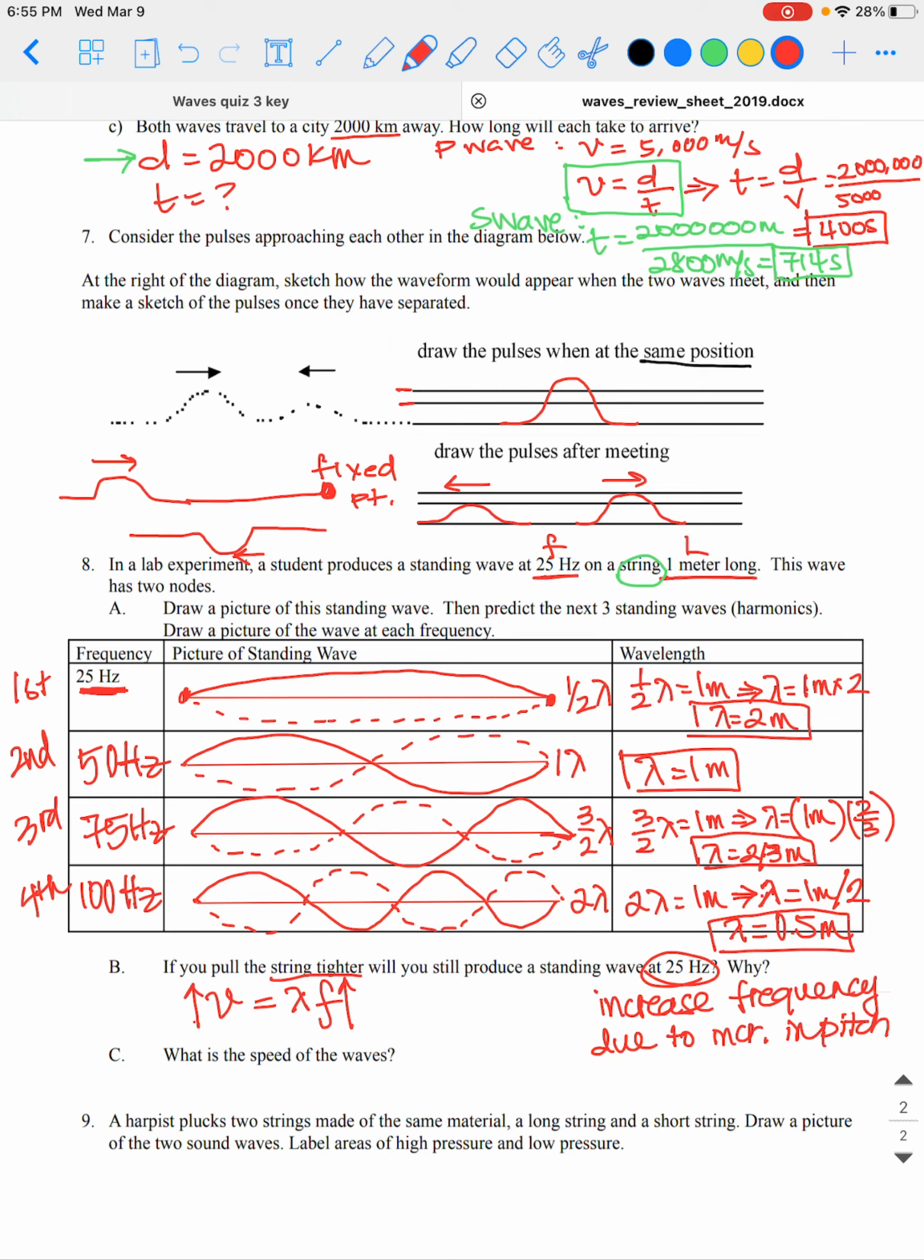Okay, so what is the speed of the waves? Well, it is lambda times frequency. They should be the same for all of these harmonics, so you can choose any one. But if I chose the first harmonic, it would be a wavelength of 2 meters times a frequency of 25 hertz, and that gives me 50 meters per second.